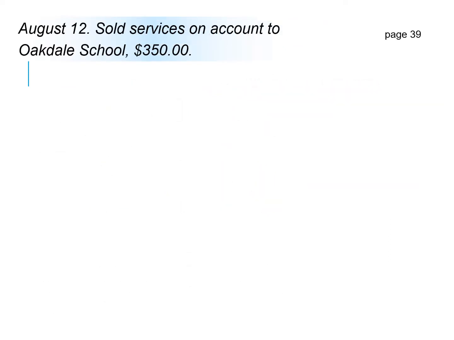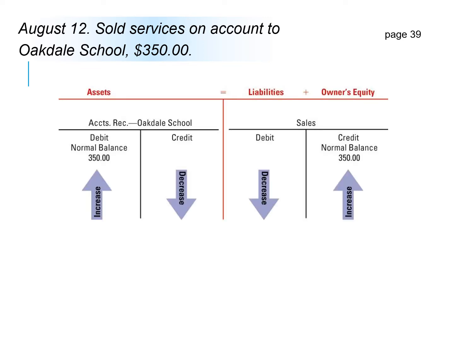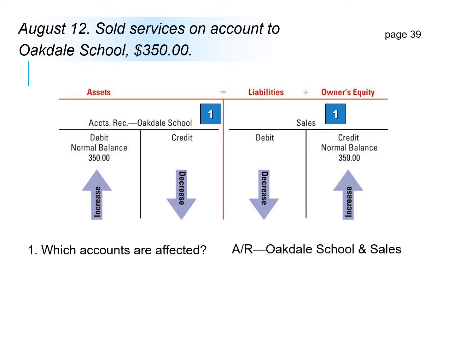August 12th, sold services on account to Oakdale School, $350. Which two accounts are affected? Sold services. We know that our sales account is affected. How did we sell it? On account. So accounts receivable will also be affected. So we have accounts receivable, Oakdale Schools, and sales. How is each account classified? We know that accounts receivable is an asset. Sales is owner's equity.